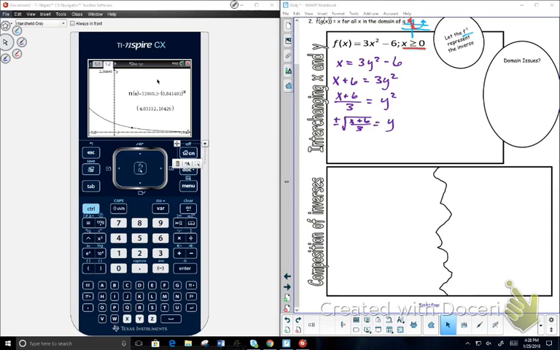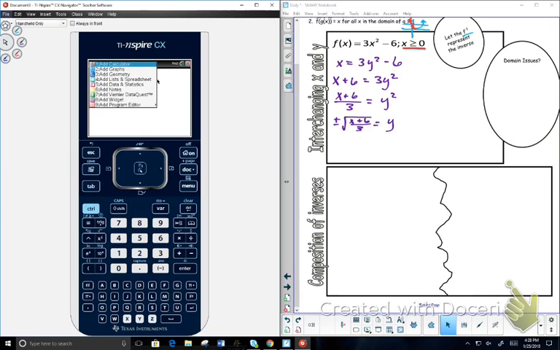Start off by pushing home, 1, no, so you're clean on your calculator. We want to do a graph. And we're going to plug in the square root of x plus 6 divided by 3 and push enter.